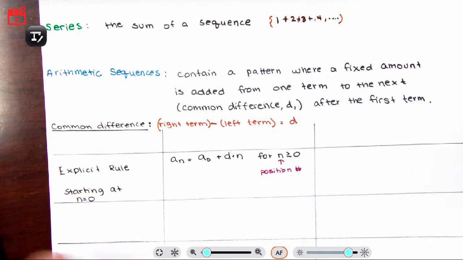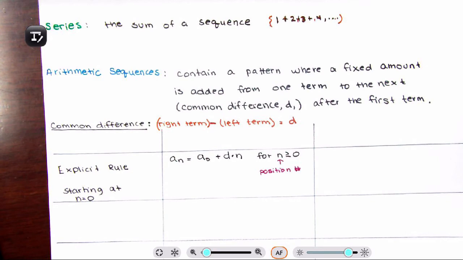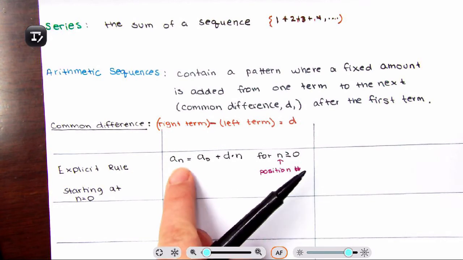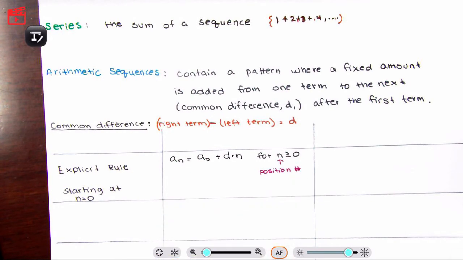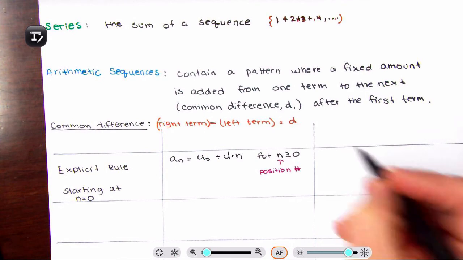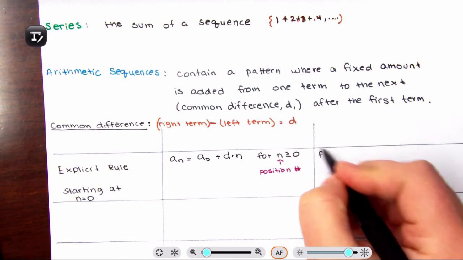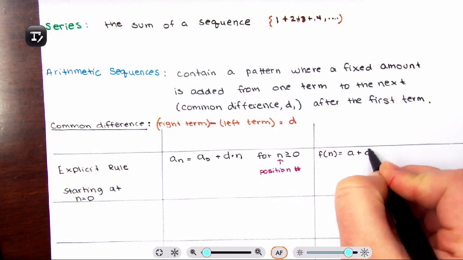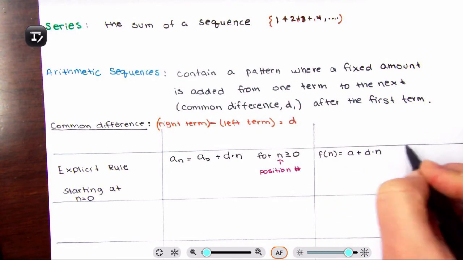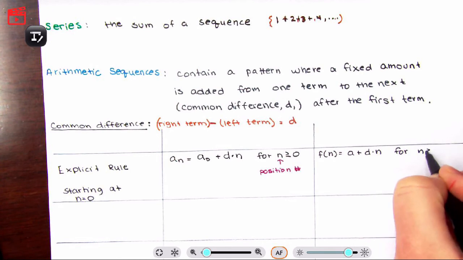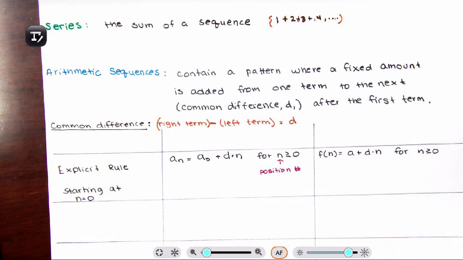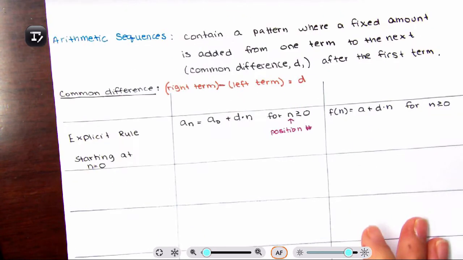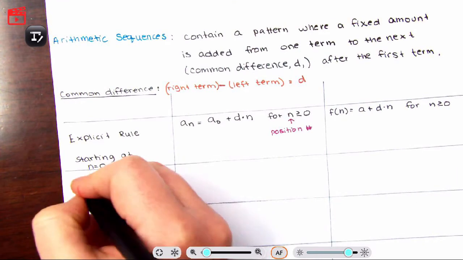Now, a different way that you can write this is using subnotation, meaning you have little n's at the bottom. So like a sub 1, a sub 2. You can also use this notation of f of n. So for example, f of n is equal to a plus d times n for n greater or equal to 0. Now let's do an explicit rule starting at 1.